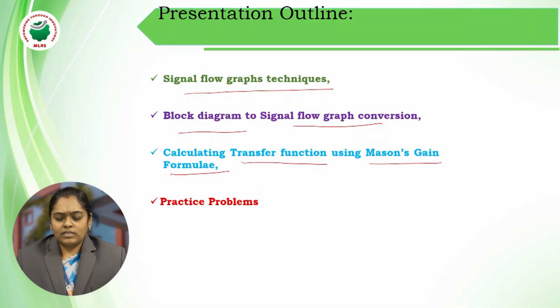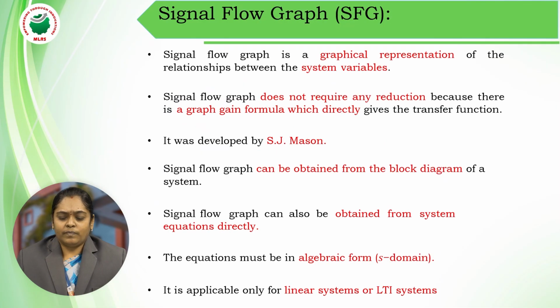So the first thing is, what is meant by a signal flow graph? As the name itself indicates, a signal flow graph is a graphical representation of the relationship between various system variables. In the case of a signal flow graph, there is no need to remember any rules as with the block diagram. Instead, we use a direct formula. That formula is known as Mason's gain formula.